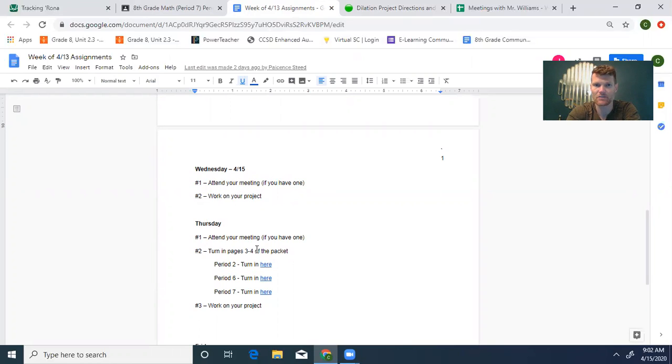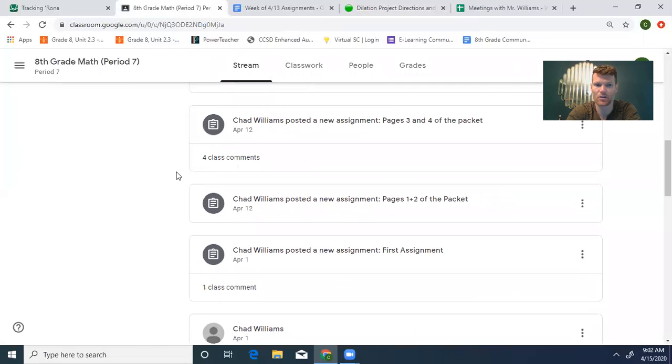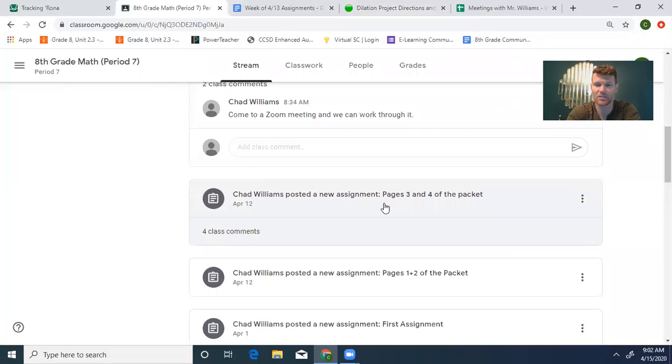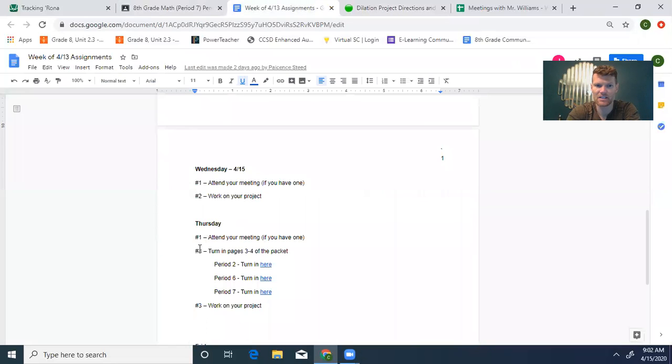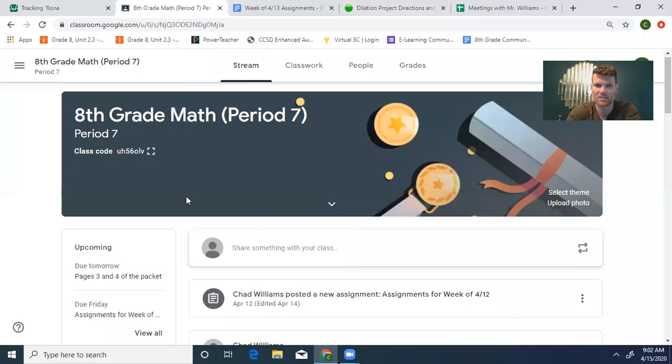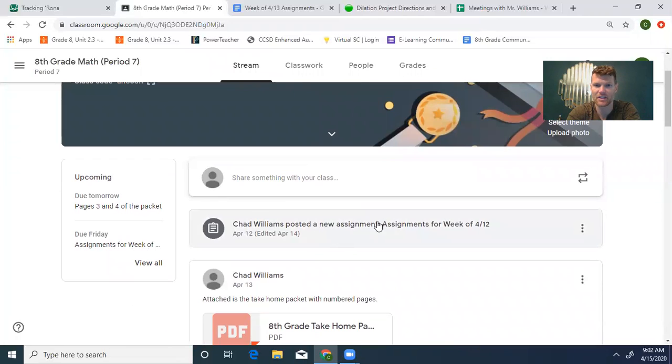Thursday, you have pages 3 and 4 due. So once again, you could click on one of the links for your period, or you go to your feed and you go to pages 3, 4 of the packet, you click that and you go ahead and you turn that in. The last thing is your project, okay, you're either going to turn that in here, or your project is going to be turned in on this link, your assignments for the week of 4/12. And you're going to click on this and you would turn it in through there. That is all. That is everything that you need to know for this week.